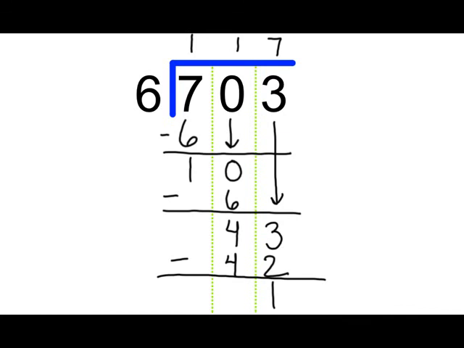I see if there's any more digits over next to my 3, which there are not. So my remainder is going to be 1 this time, so I'm going to put remainder 1. So my answer is 117 with a remainder of 1. Let's do one more as an example.